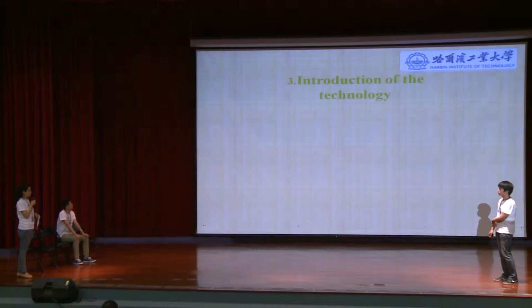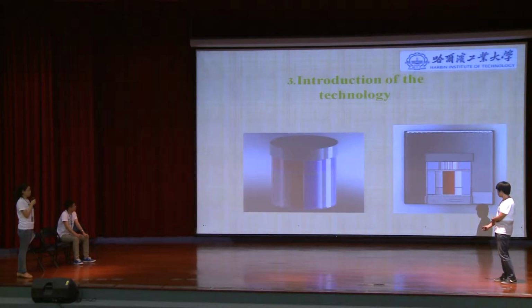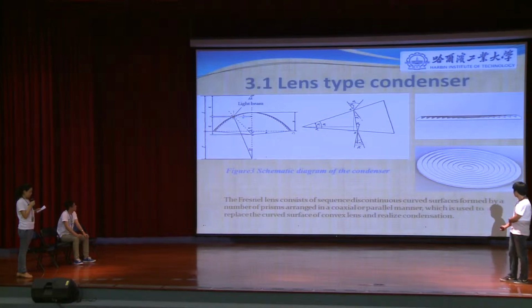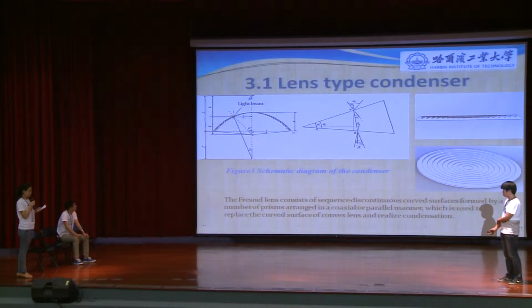Next, we will introduce our technology. Our device can be separated into 3 parts: the lens-type condenser area, the power generating area, and the cooling area. The lens-type condenser area consists of a Fresnel lens. It allows sunlight over a large area within the angle of incidence to be concentrated on a relatively small area, thus effectively ensuring condensation and increasing light intensity.